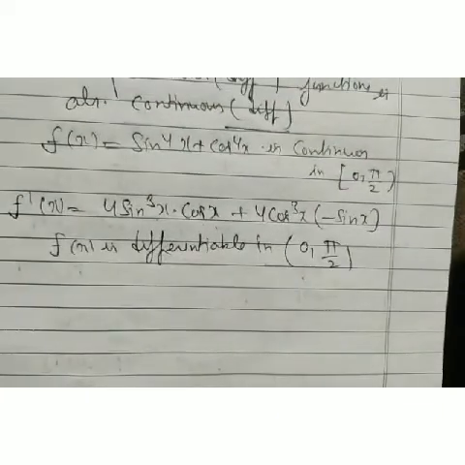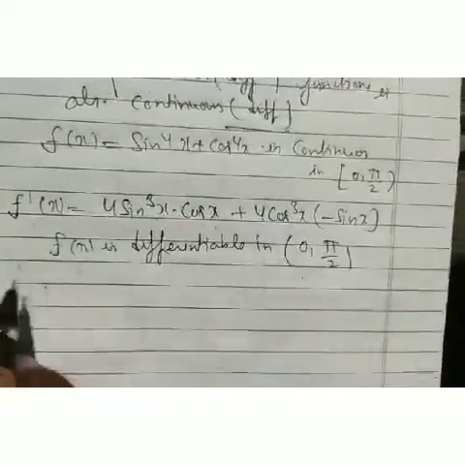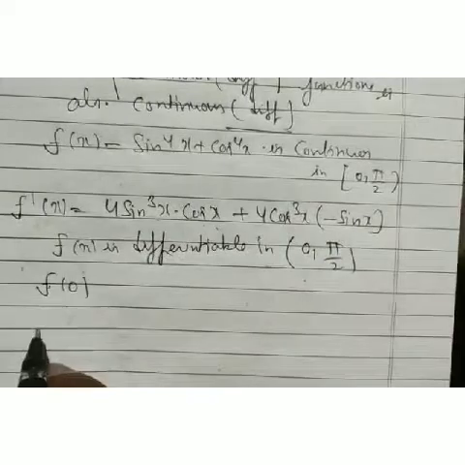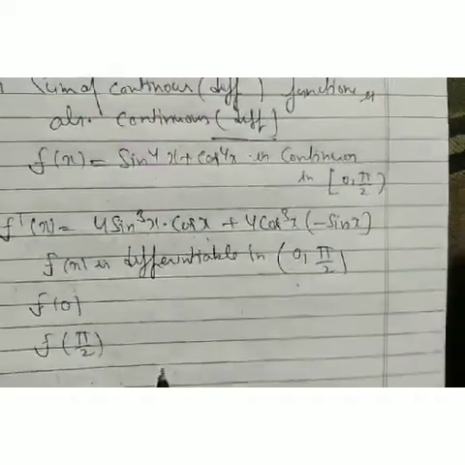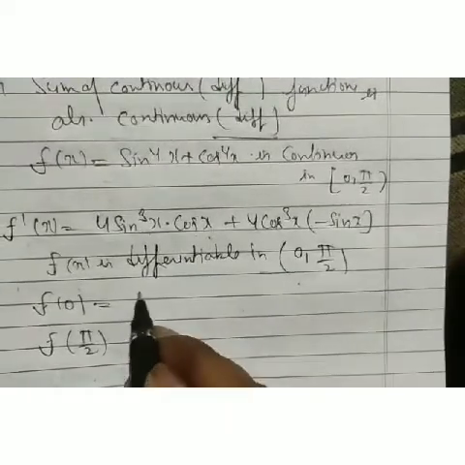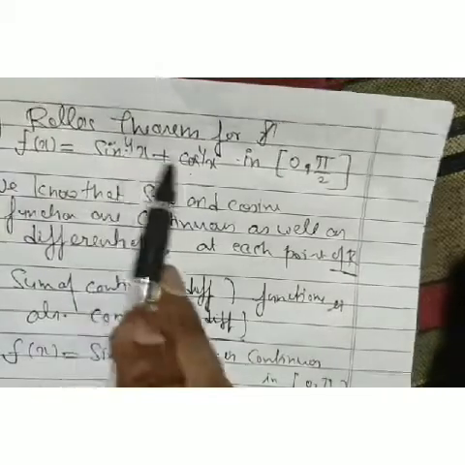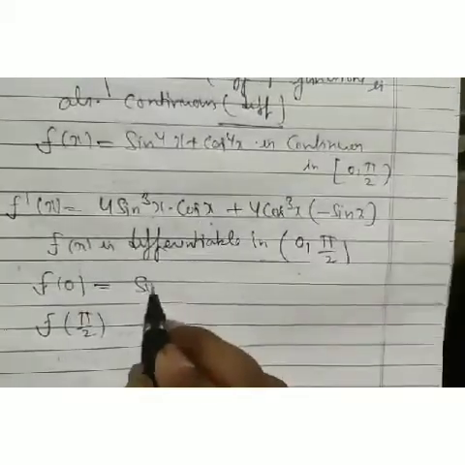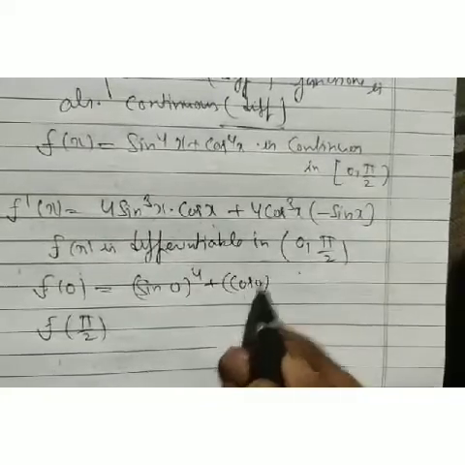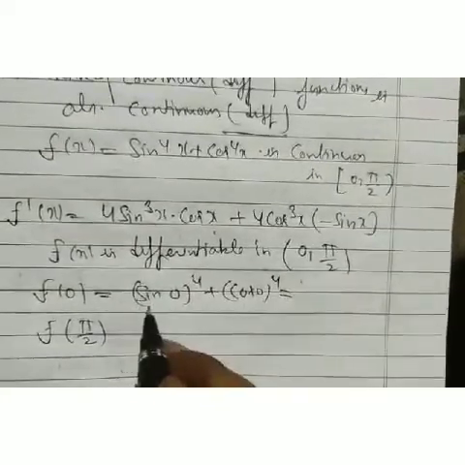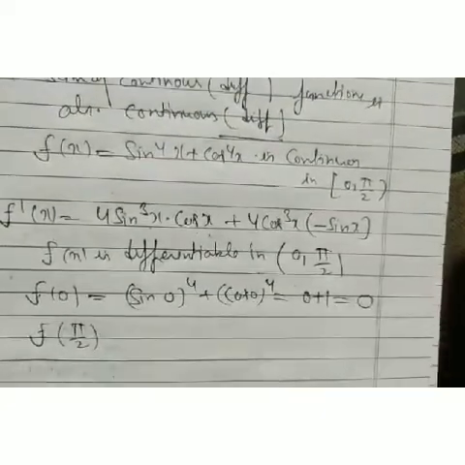Then we move to the third condition of Rolle's theorem. What is our third condition? f(a), that is f(0), and f(pi by 2) should be equal. Then we get the value of f(0). What is f(0)? We write sin 0 whole to the power 4 plus cos 0 whole to the power 4. The value of sin 0 is 0, 0 to the power 4 is 0, cos 0 is 1, then we get 0 plus 1, which is 1.